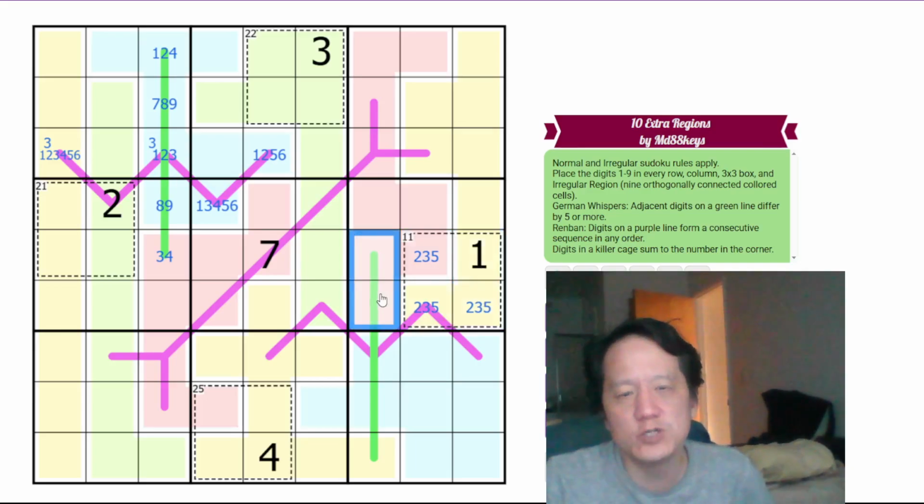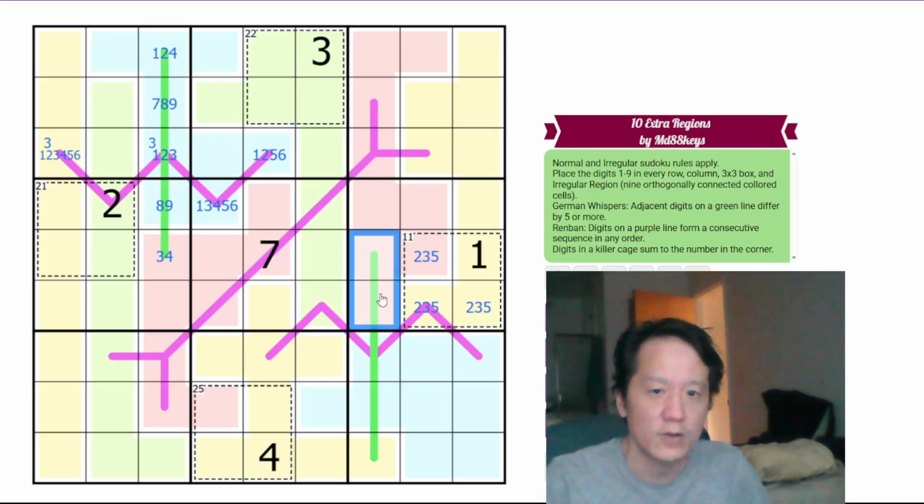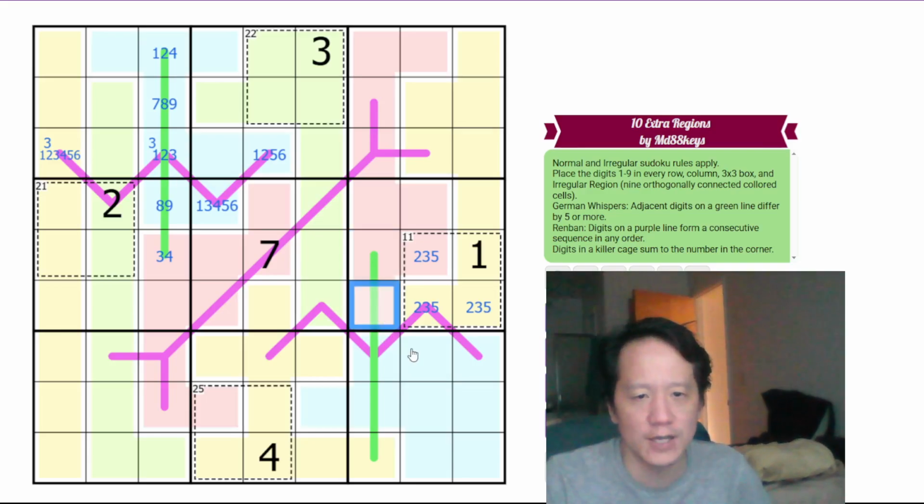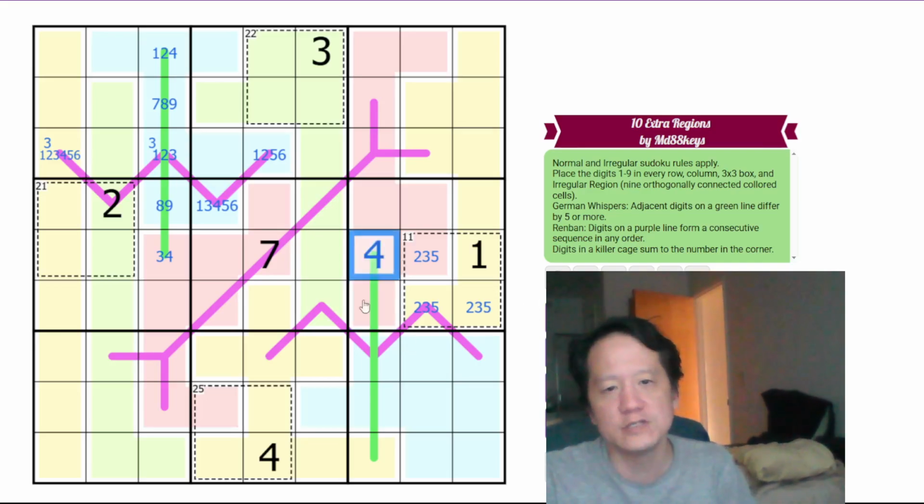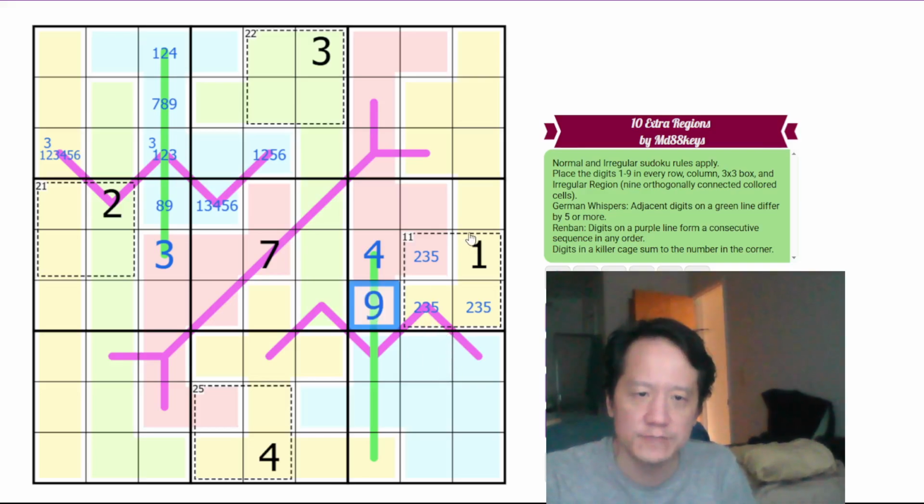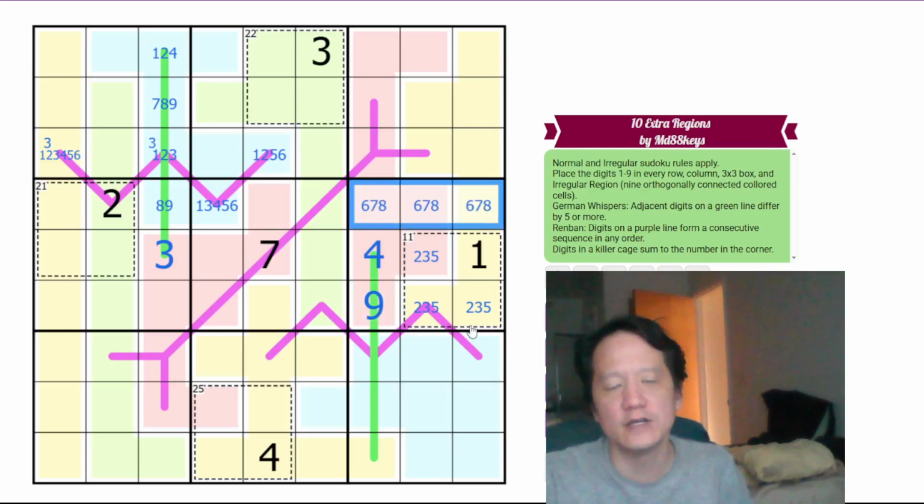Again, on a German whisper line, alternating digits must be low and high. We have already accounted for 3 lows in this box. So the last low has to be 4. 4 can only be next to one unique digit on a German whisper line, so it cannot be here. Therefore, this is 4, this is 3. 4 can only be next to 9 on a German whisper line, so this is 9. Which means the remaining digits are 6, 7, and 8.